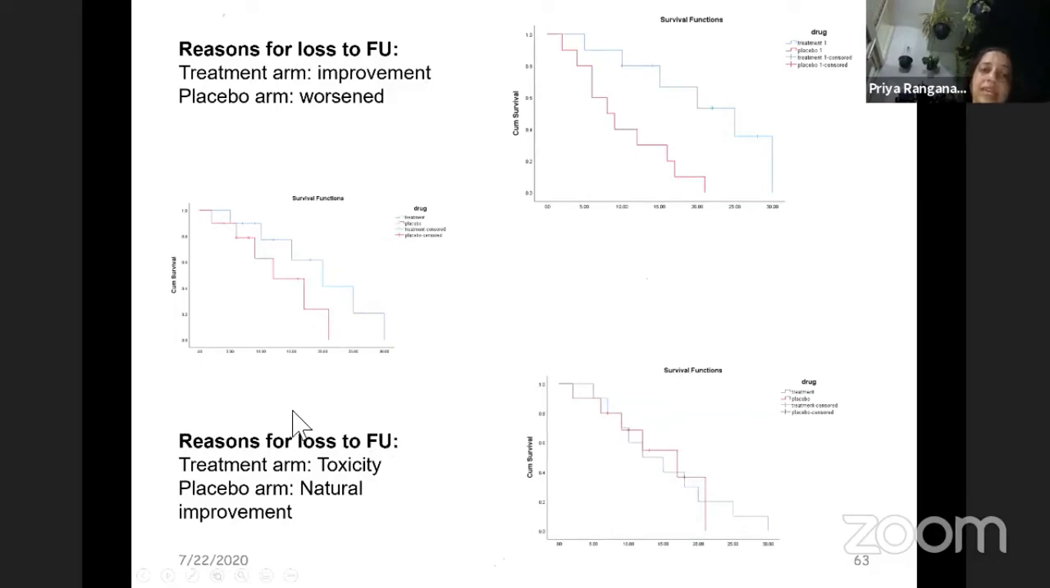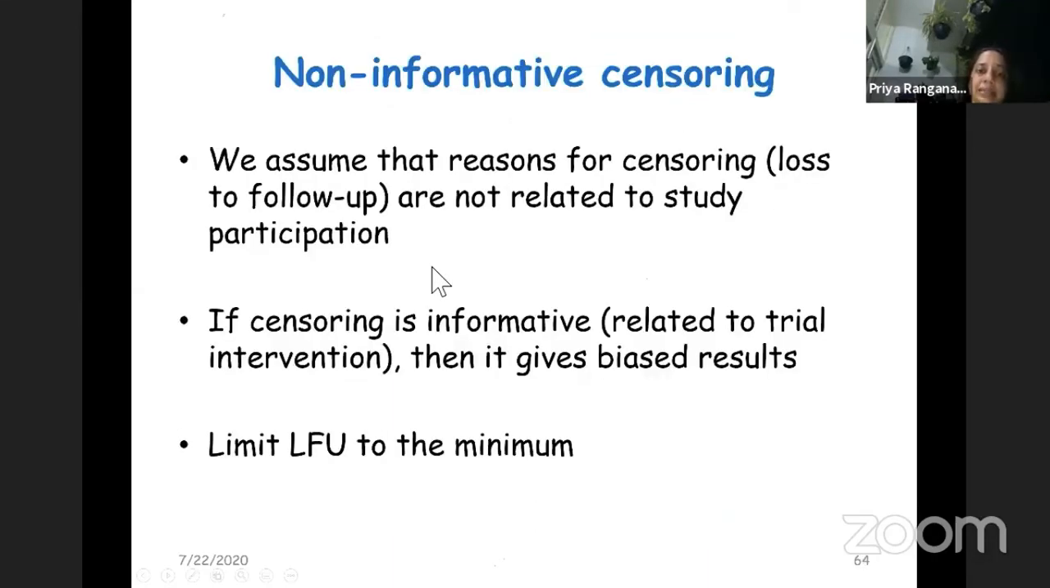Now, both of these are obviously very extreme situations just to drive home the point. But the point here is when patients get censored, we assume that the reasons for censoring, lost to follow-up, are not related to study participation. So if somebody is leaving the study, it's not because he's feeling so good and it's not because he is so toxic. It's just random reasons. He moved out of the city, he didn't like you, whatever, right? If censoring is informative, that is, it's related to participation in the trial, either toxicity or effect, then it gives biased results. We just saw 2 examples of that.